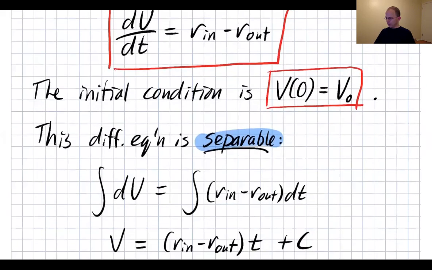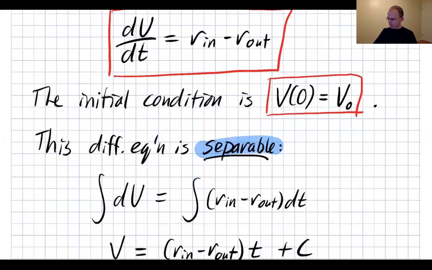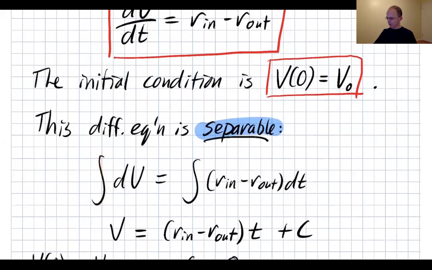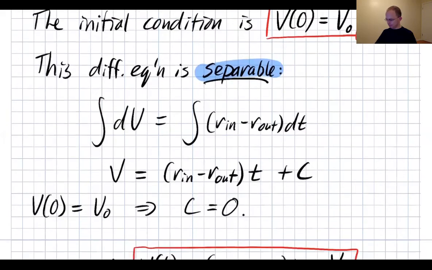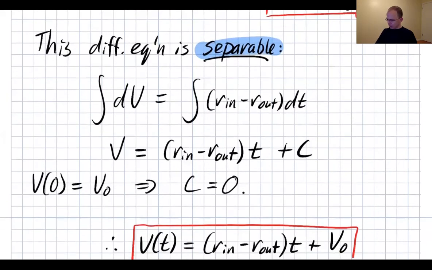We can separate the variables by taking this dt and multiplying it up here. And on the left, we'll just get dv. So we'll integrate dv, and we will integrate the right-hand side, which is R in minus R out times dt. Integrating the left-hand side, we get v. Okay, so that's easy. And then integrating the right-hand side, this is just a constant, right? So it'll be that constant times t plus our constant of integration, which is c.